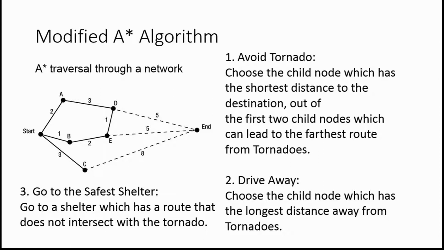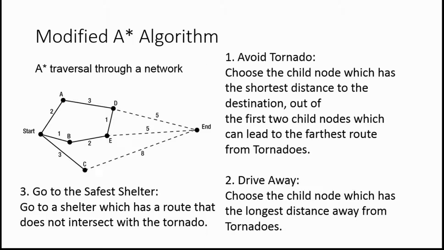The second version of the modified A* algorithm is created for drive away. After we have removed all of the child nodes that intersect with the tornado, we fill the priority queue in a greedy fashion, choosing instead to fill it first with the child node that is the longest minimum distance away from every tornado polygon. This algorithm ends when the minimum distance between the child node and all of the tornadoes exceeds a threshold we give it, for example, 50 or 100 miles.